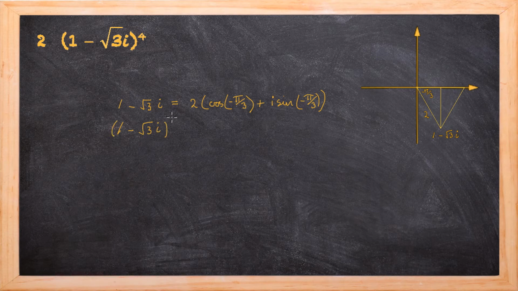So the modulus will be raised to the power 4. That's 2 to the power 4, that's 16. And we multiply the angle by 4, that will be negative 4 lots of π/3, plus i sin of negative 4 lots of π/3.